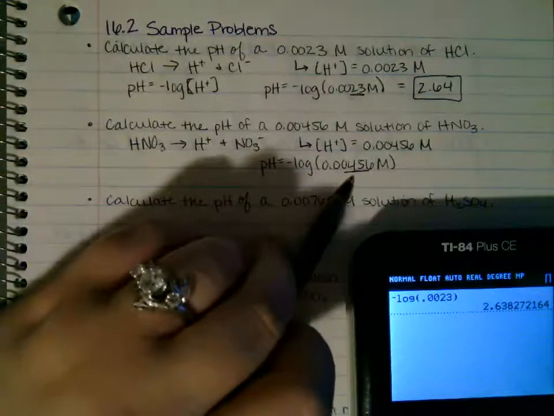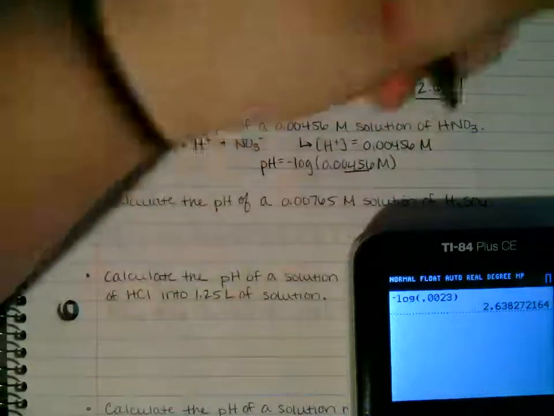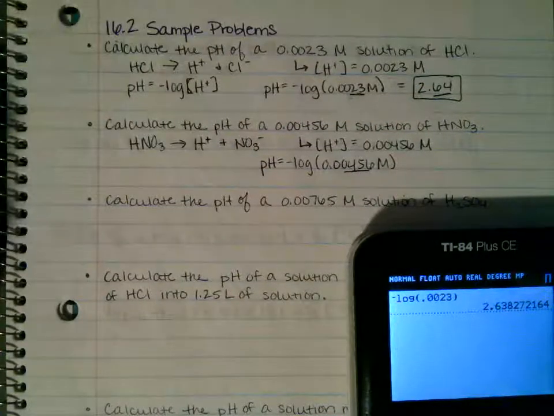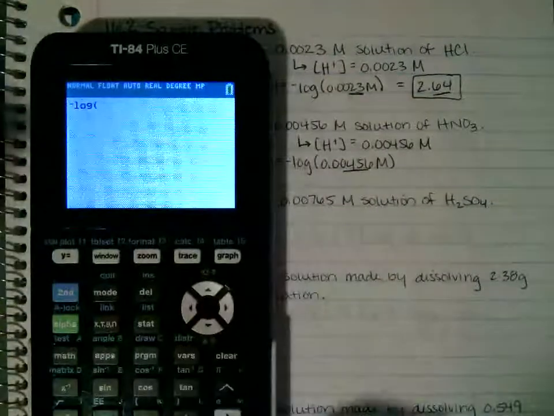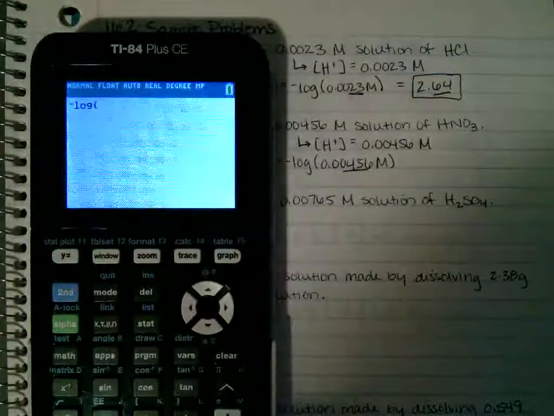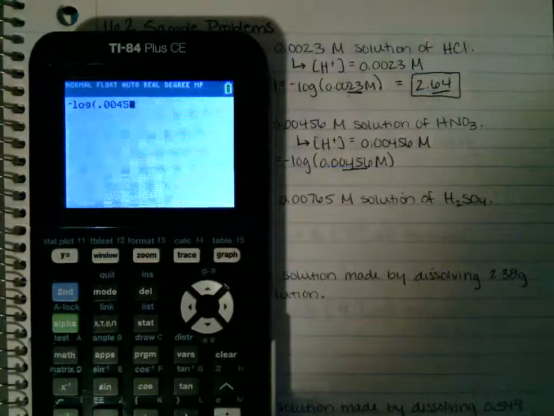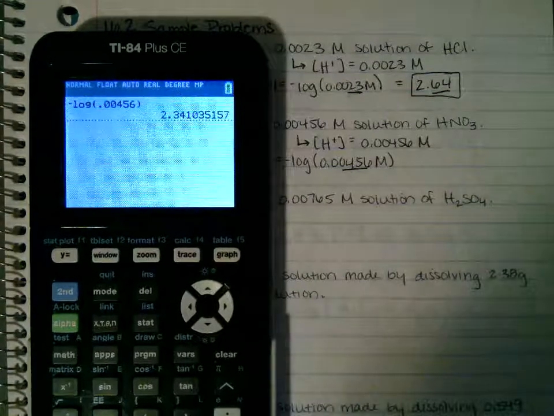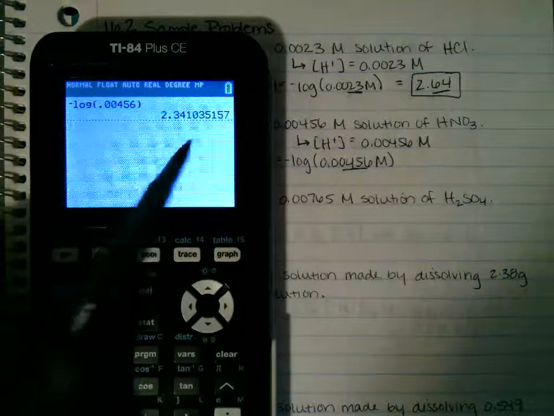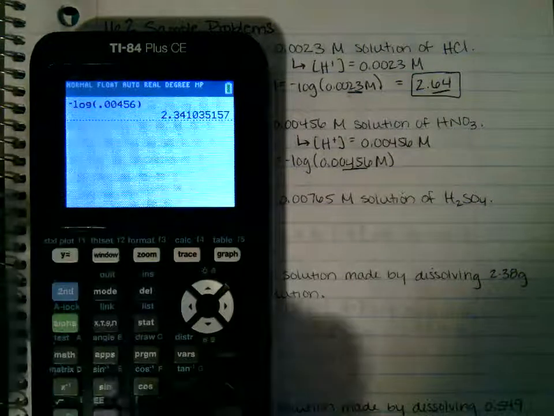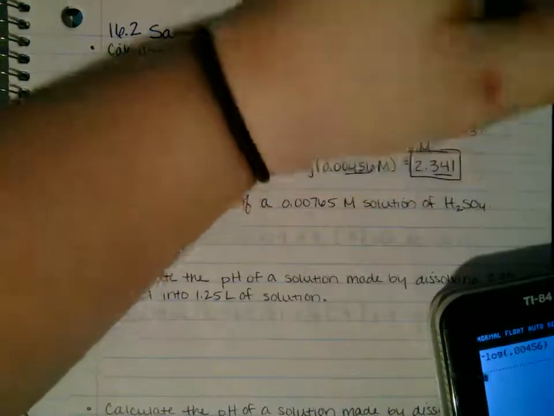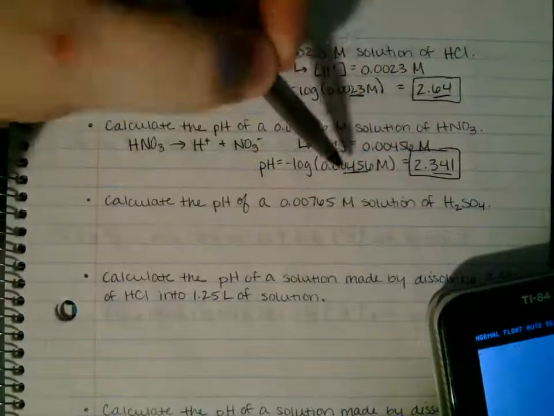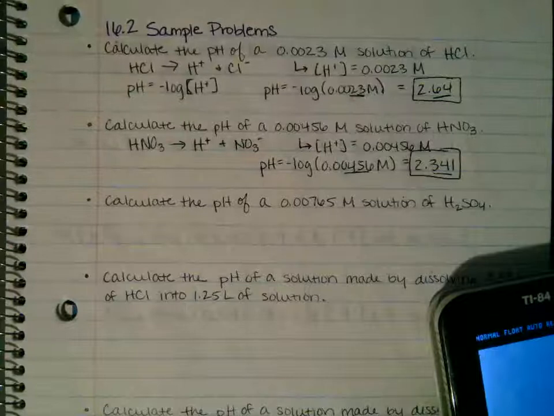Now this has 3 sig figs, right? That means our mantissa, or after the decimal, needs to have 3 sig figs as well. So we're going to take the negative log of 0.00456. Now we're going to have 3 sig figs. So this would say the pH is 2.341. And again, I've underlined to show this is a new sig fig rule here, right? 3 sig figs, 3 digits in the mantissa.